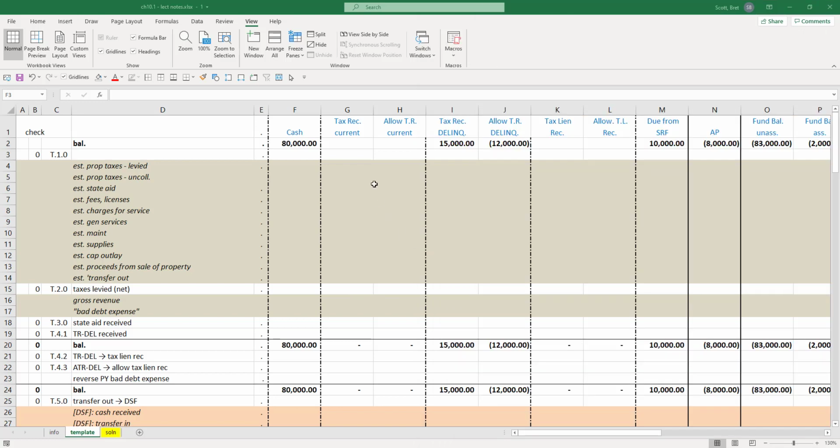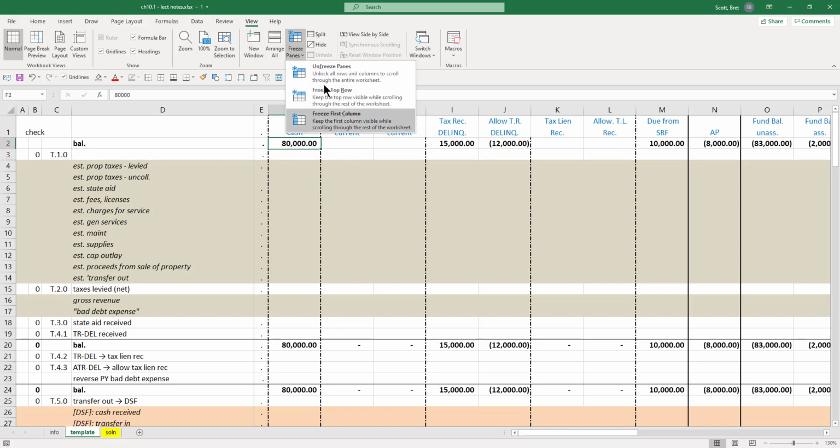How do we record this? Well, I'm going to show it here in the general ledger. And let me go ahead and freeze the panes here so we don't lose track of where we're at. Freeze panes. And now let's go across. Let's go back up to the top here. Freeze panes. Okay. So those are our balances.